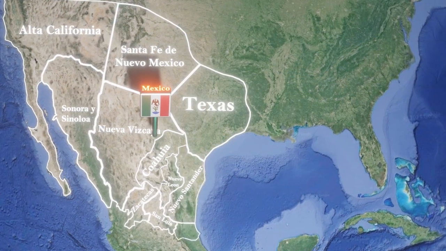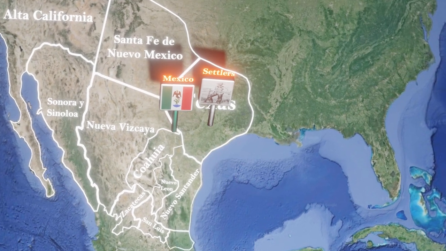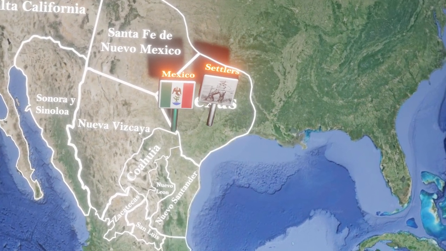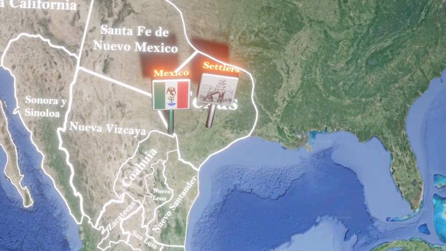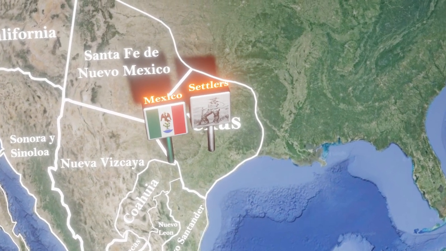However, cultural and political differences between the settlers and the Mexican government quickly emerged. The settlers, who were used to the democratic traditions of the United States, found it difficult to adapt to the centralized and often authoritarian Mexican rule.